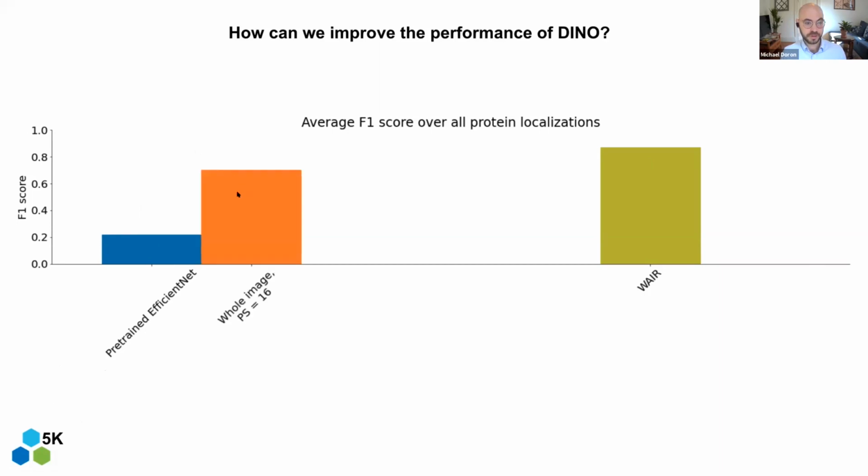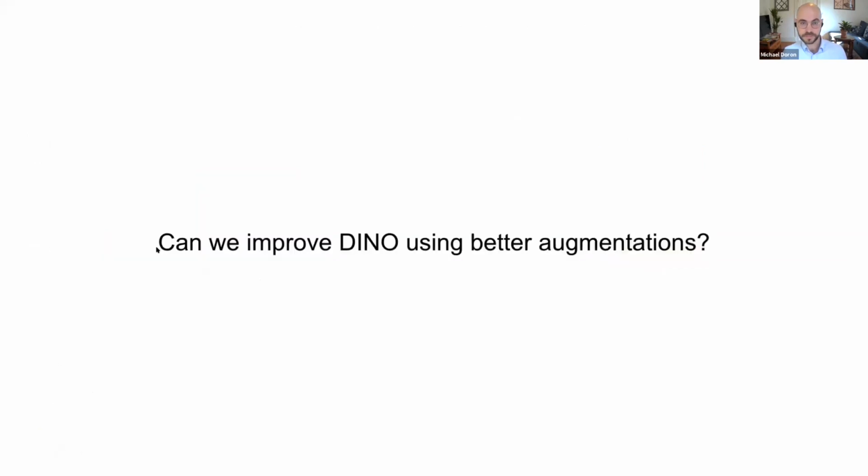And we saw that although vanilla DINO without any changes does not perform as well as the groups that try to solve this particular task, we still perform much better than the other pre-trained networks. So now we will try to see whether we can improve it even more.